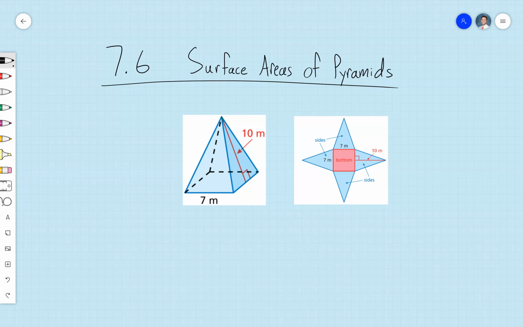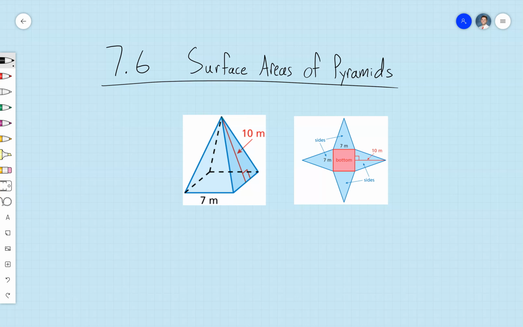So you'll notice when we find the net of a pyramid, we've got a rectangular pyramid in this case. So we'll see that the base is our rectangle, and then we'll have 4 identical triangles making up the other sides. If this were a triangular pyramid, we would have 3 triangles making up the other sides with a triangular base. So let's look at this net and see if we can find our surface area.